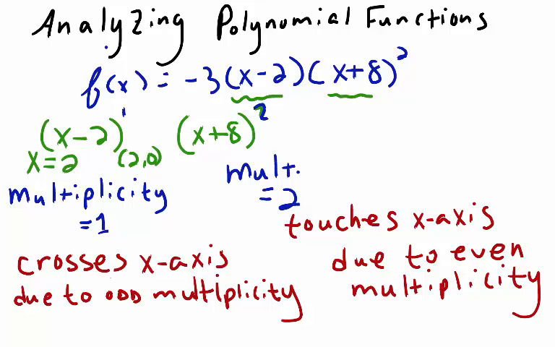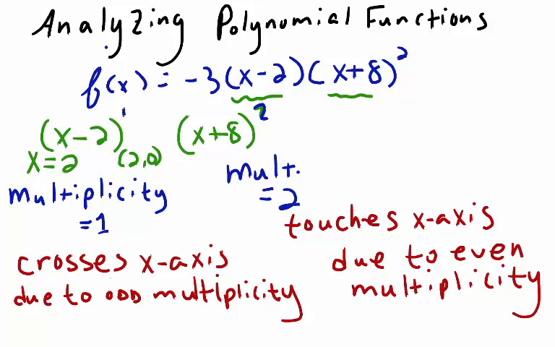Now, to determine the number of turning points on this graph, we look at the overall degree of the polynomial. The degree of the polynomial f of x equals -3 times (x minus 2) times (x plus 8) squared is degree 3. This is a third degree polynomial.